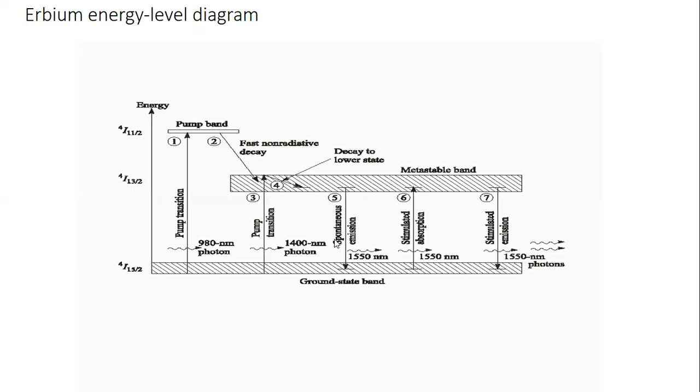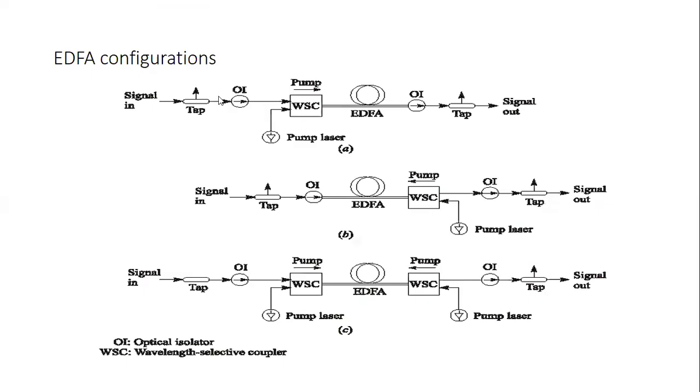So this is the erbium energy level diagram. Here, basically, we are using two photons having wavelengths 980 nanometers and 1400 nanometers. And due to spontaneous and stimulated emissions, we are getting the photons. We have discussed this in the last video. This is what happens inside the optical amplifier. So we are discussing the EDFA.